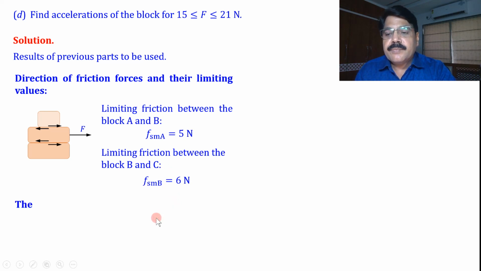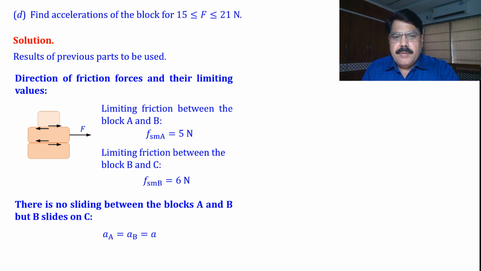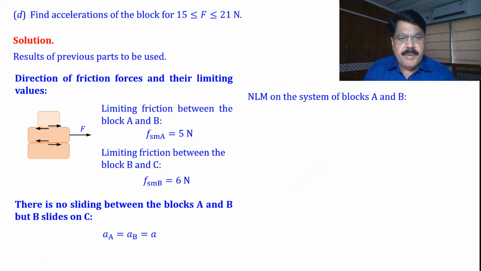Again, there is no sliding between the blocks A and B, but B slides on C. That is the result we have obtained in previous parts. So we can see A and B will have the same acceleration, and of course the acceleration of C will be different. So a_A is equal to a_B, let us call it a. Now we have to apply Newton's law on the system of blocks A and B.